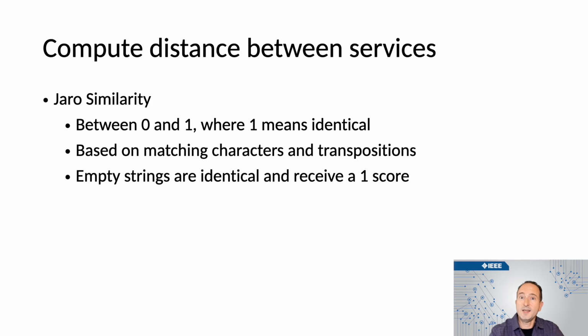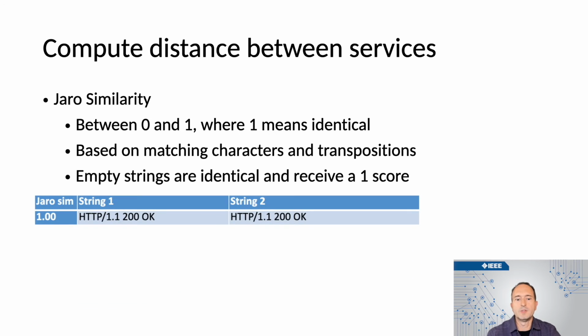So now that we've pre-processed, we wanted to compute the distance between services and we used the Jaro similarity. It returns a value between 0 and 1, where 1 is identical. It is based on matching characters and their transpositions. So if the characters match and you only have to flip a few characters, you'll have a higher score than something that's completely different. Empty strings are identical and they do get a 1 score. I had to check this out to make sure.